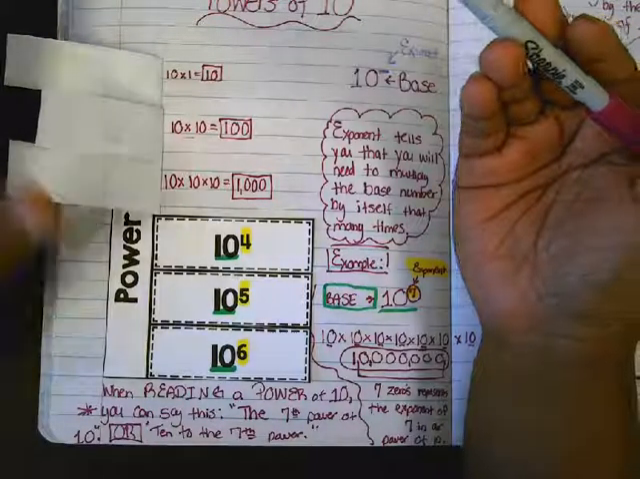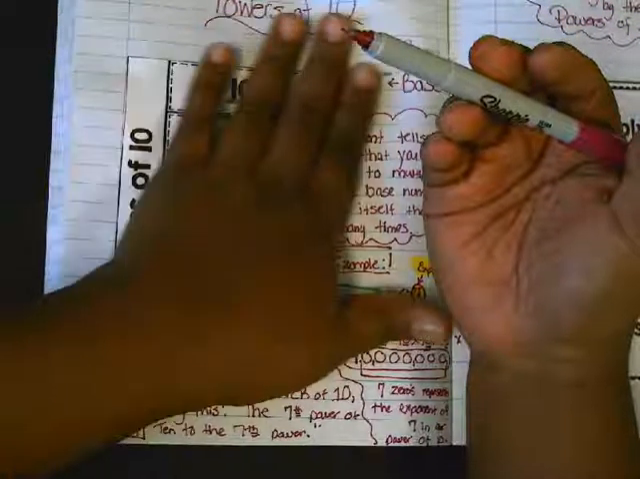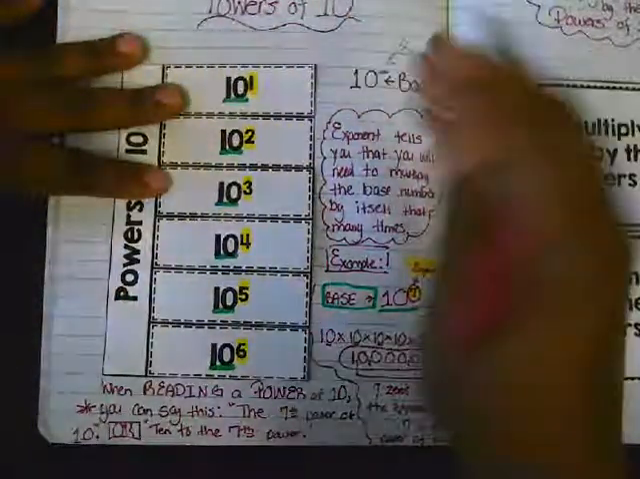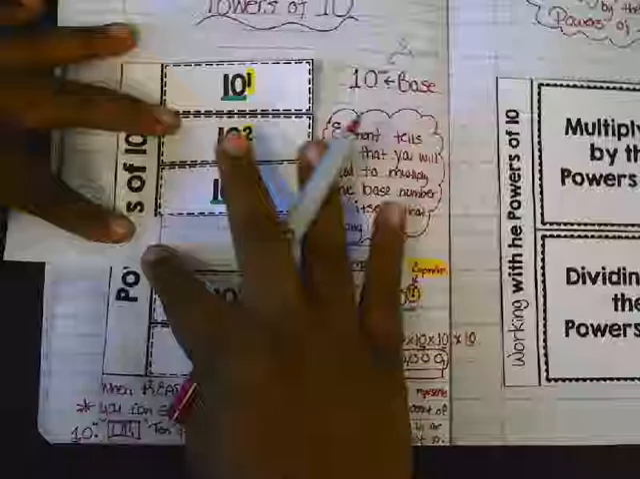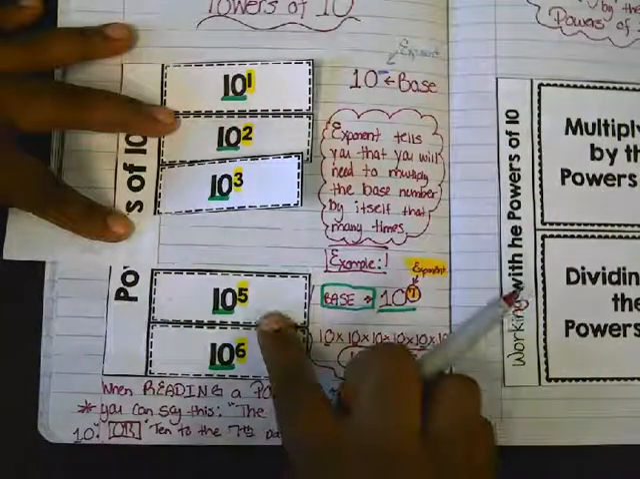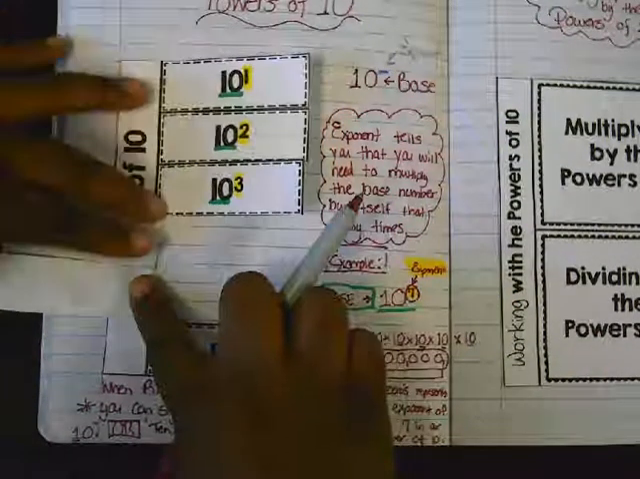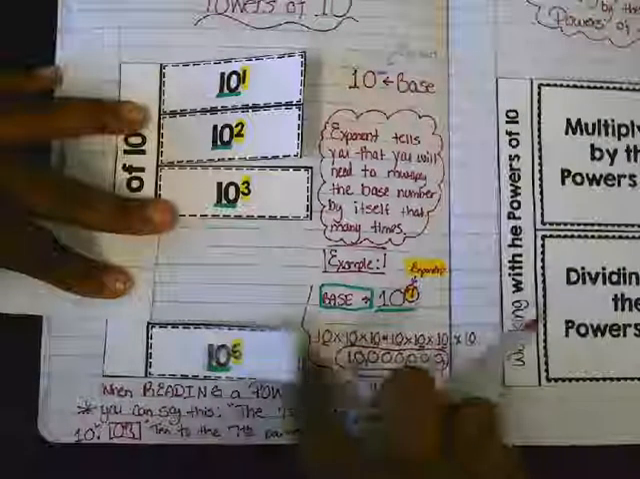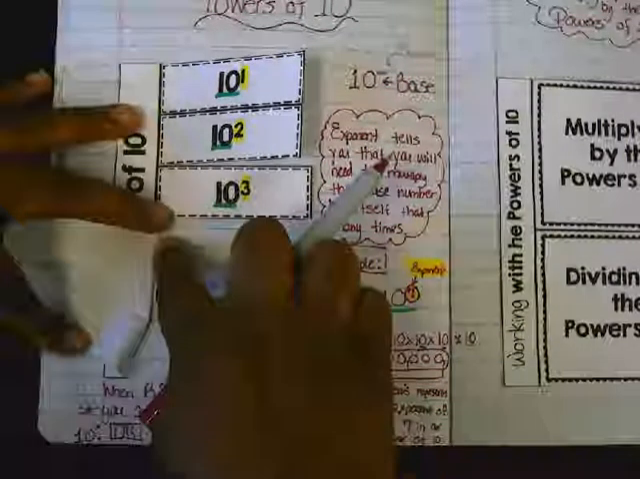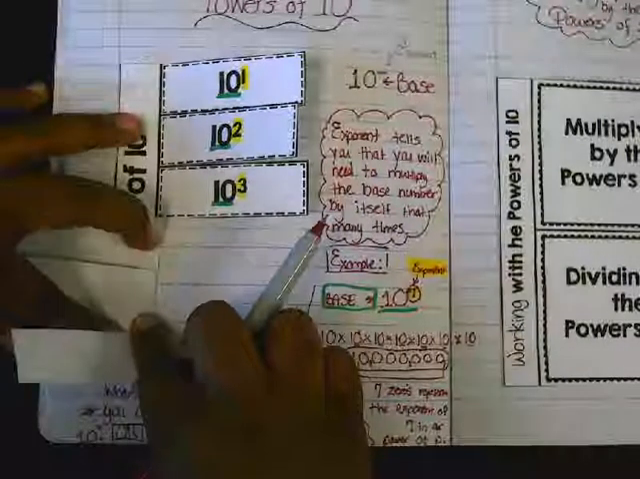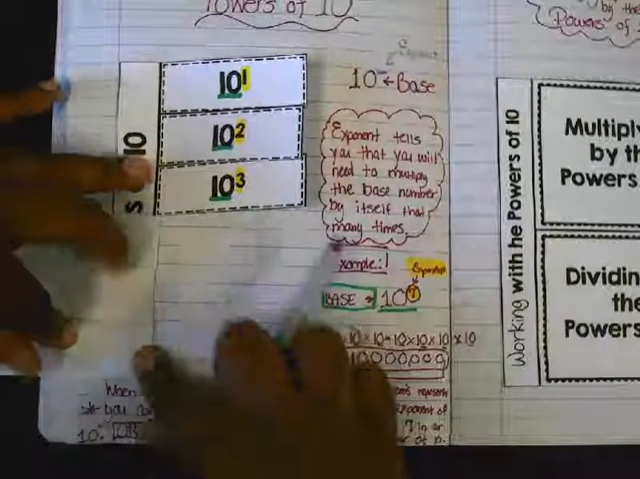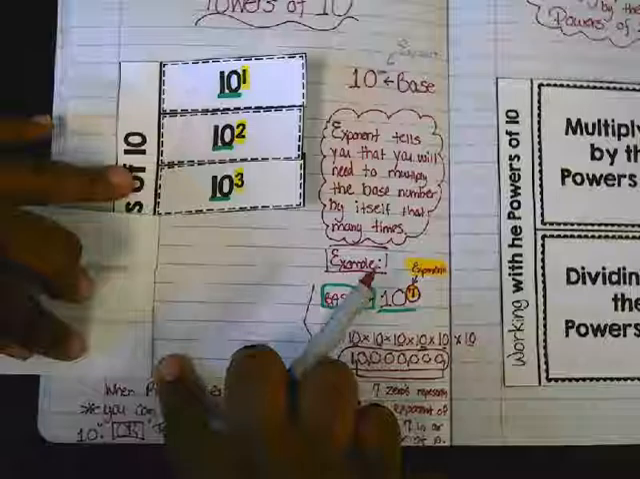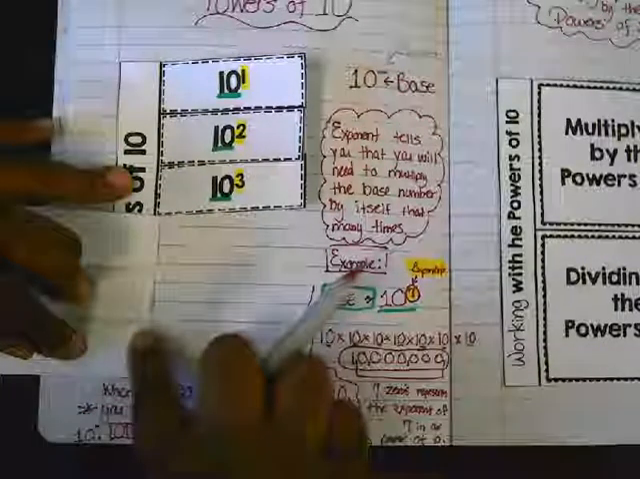So I am going to check on Monday and see if you guys can tell me or write in your journal what does 10 to the fourth power mean, what is the 10 to the fifth power product, and what is the 10 to the sixth power product. And then I want you to write those. Same thing we did up here for 10 to the third, 10 to the second, 10 to the first. I would love for you guys to do that for 4, 5, and 6. Under the flap, I should see what the products are for each one of these powers of 10.